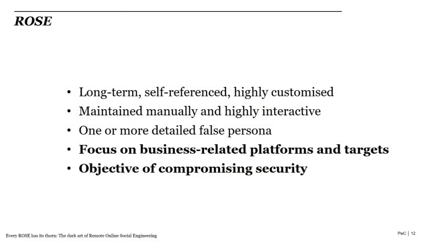So Rose, if you consider it as a variant of catfishing, involves much the same kind of tactics. It's long-term, it's self-referenced, highly customized towards particular individuals. A highly interactive approach. It may involve multiple false personae that interact with each other to kind of give a synthetic network. Typically, it will focus on business-related platforms and targets, and the objective of it is to compromise security, whether that's through a malicious attachment, whether it's through trying to get a target to divulge sensitive information, something like that.